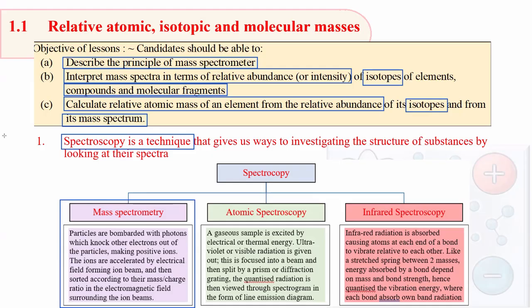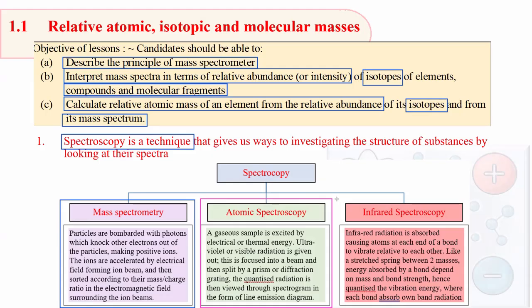The next spectroscopy that we are going to look in chapter 2 later is known as atomic spectroscopy. Atomic spectroscopy is where a gaseous sample is excited by electrical or thermal energy, ultraviolet or visible radiation is given out. This is focused into a beam and then split by a prism or diffraction grating. The quantized radiation is then viewed through the spectrogram in the form of light emission diagram.